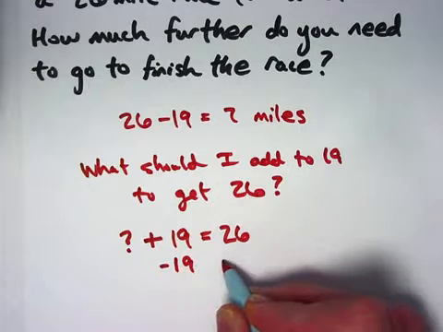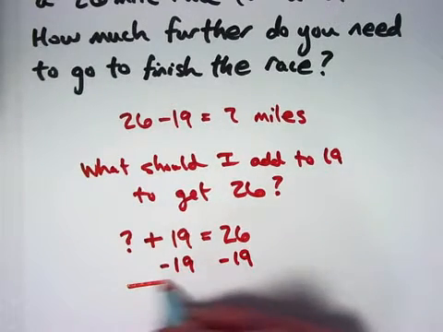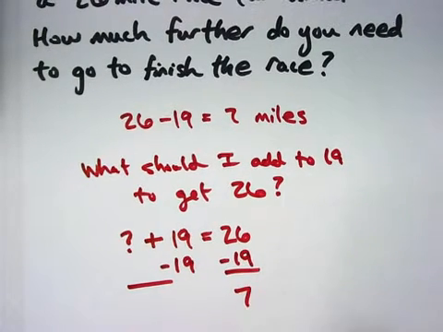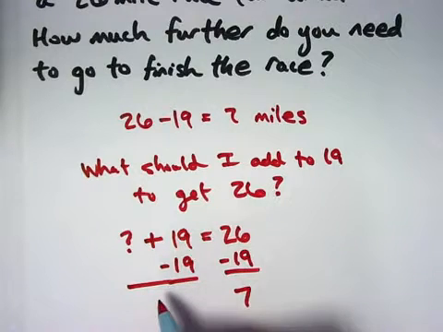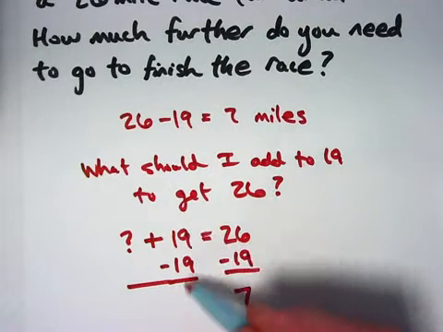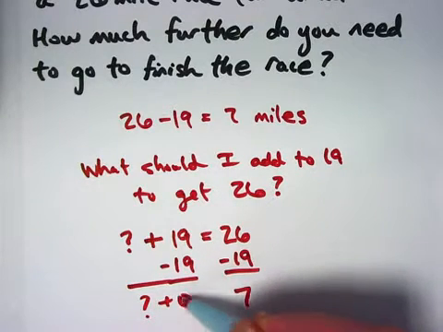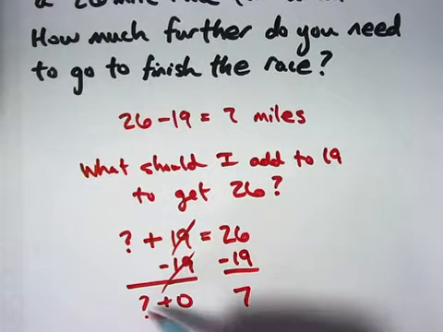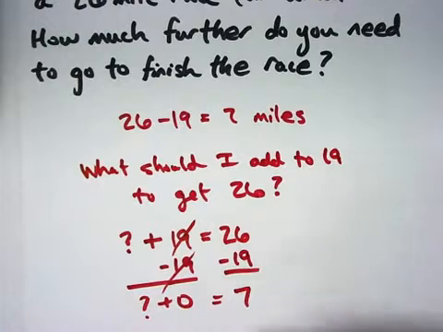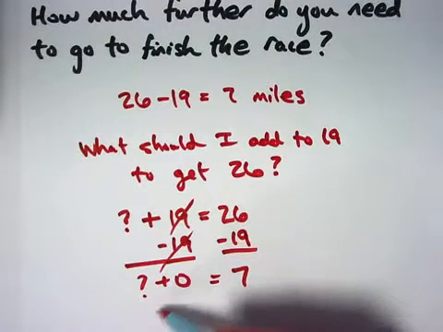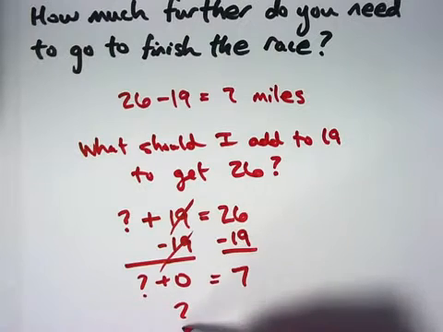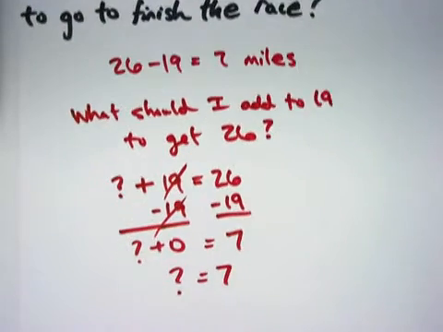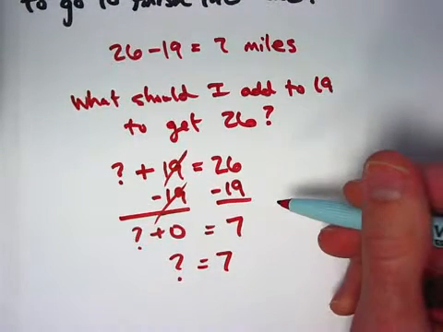subtracting 19 from both sides of this equation. On this side you get 7, 26 minus 19 is 7, and on this side 19 minus 19 is 0. In effect, these cancel out. Question mark plus 0 equals 7. 0 is the additive identity. 0 plus anything is the anything. 0 plus question mark is question mark. The unknown is 7 here. So you do subtraction to get the answer.